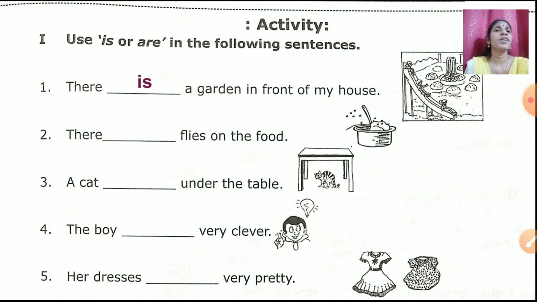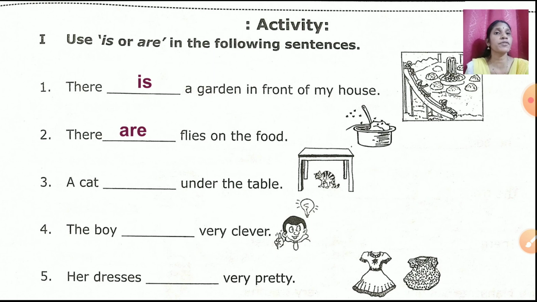There dash flies on the foot. Now children, flies means many, isn't it? When we are saying flies, that means many flies are there. You can see the picture also. So when we are talking about many, what are we supposed to write? Are. There are flies on the foot.